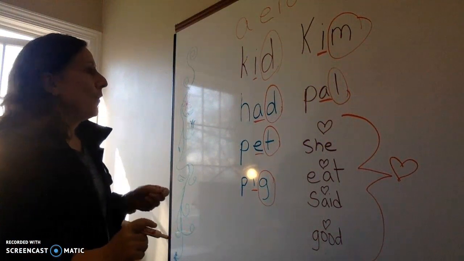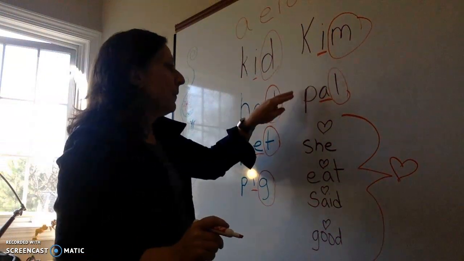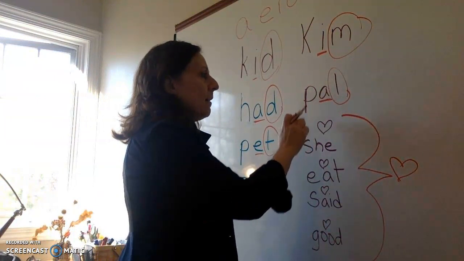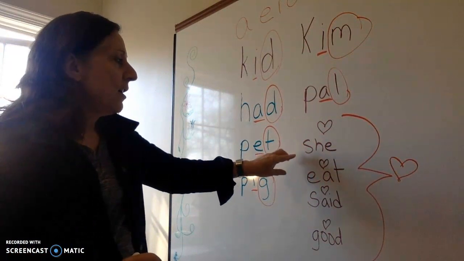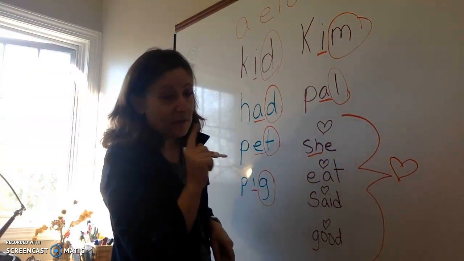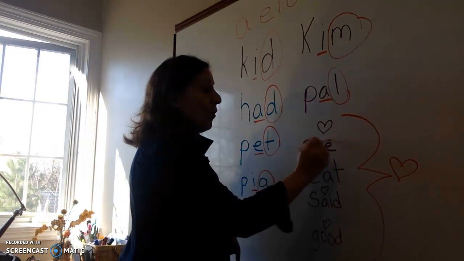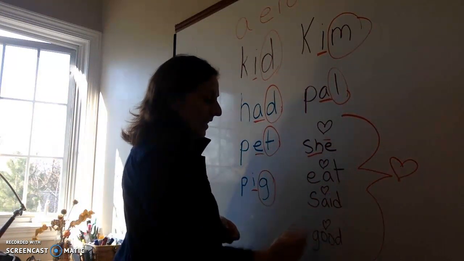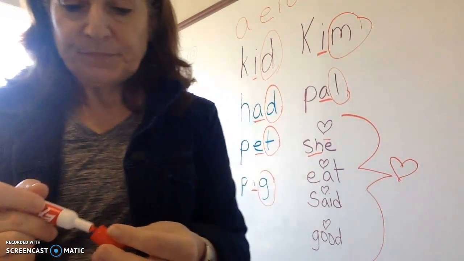Okay, so here we go. Kid, had, pet, pig, Kim, pal. Oh, did I forget to say that last word? P-a-l, pal. Okay, and just a reminder, the heart words are she. We know this digraph. It says sh, and this E is open and long because it is open. Okay, this says eat, said, and good. Okay, excellent job paying attention.